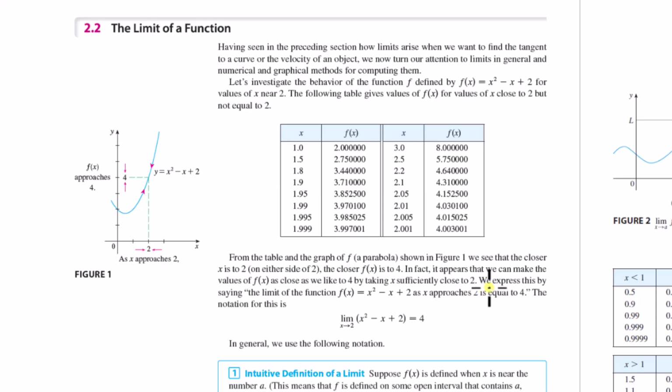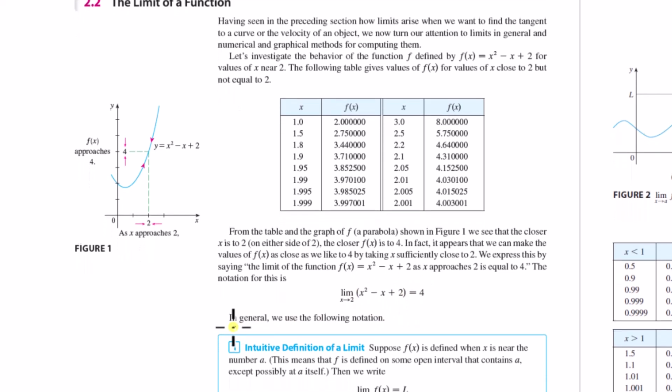Okay, so it says we express this by saying that the limit of the function f of x equal to x squared minus x plus 2 as x approaches 2 is equal to 4, right? Because since we're sandwiching the value 4 with respect to the inputs coming from above and below 2, as we get extremely close to 2 from both above and below, it appears as though the output value 4 is being sandwiched. We express this as, we say the limit as the input x approaches 2 of the function x squared minus x plus 2 is equal to 4.